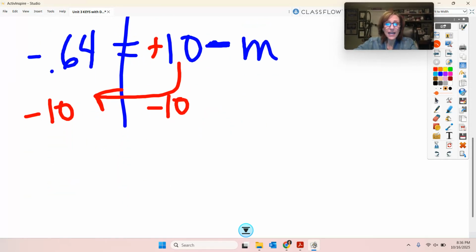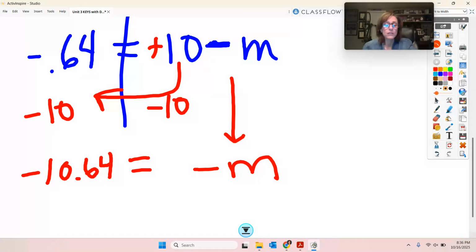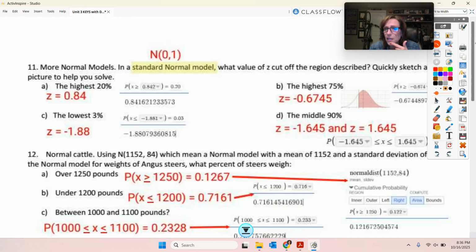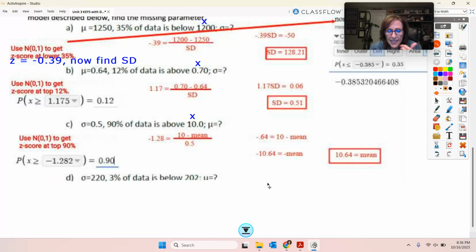And I've got negative mean equals negative 10.64. Therefore, change the signs, and my mean is 10.64. Was it 10 or 0.10? I don't know. Let's go check. All righty. It looks like it was 10. So here we go. And then I subtracted that 10 over, and I get the negative mean is the negative 10.64, so the mean is 10.64.